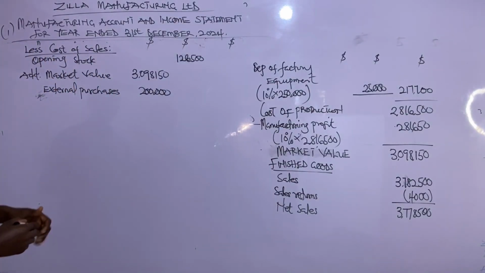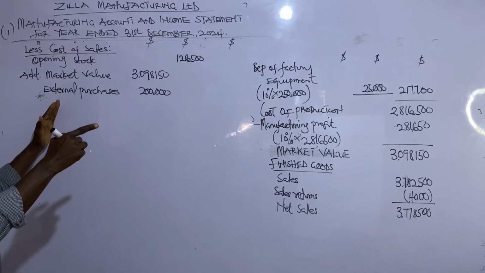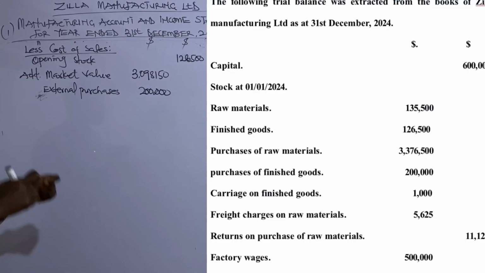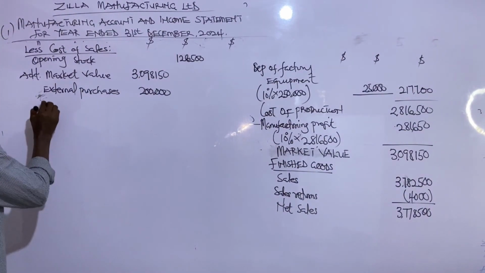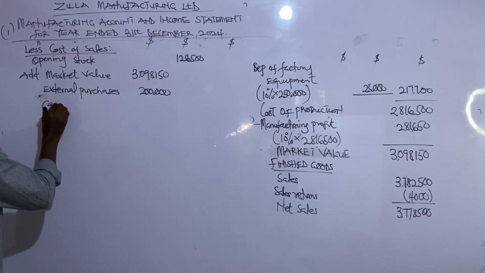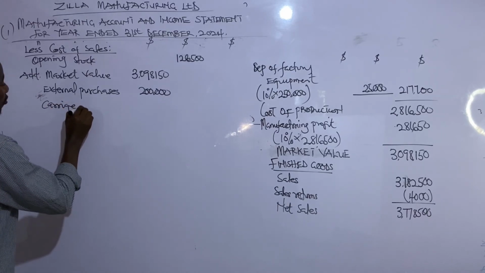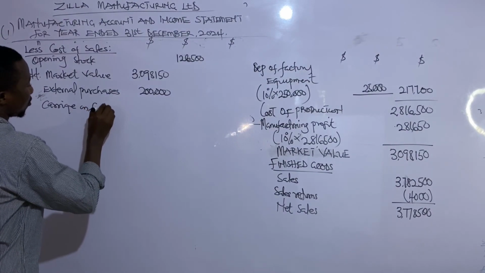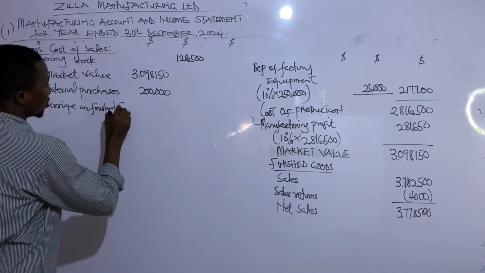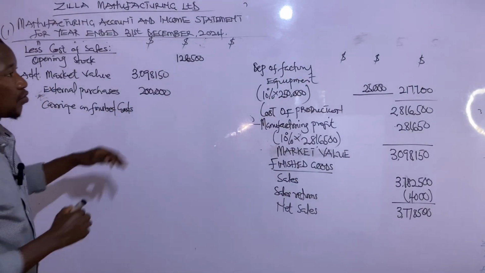200,000. Good. Now, is there any other adjustment on purchases? From the question, there is a carriage inwards. Carriage on finished goods. Is that okay? Good. So everything we do here is under finished goods. So we add carriage. Carriage on finished goods. Okay? Or carriage inwards. Carriage on finished goods. Or the carriage inwards is an amount of 1,000.